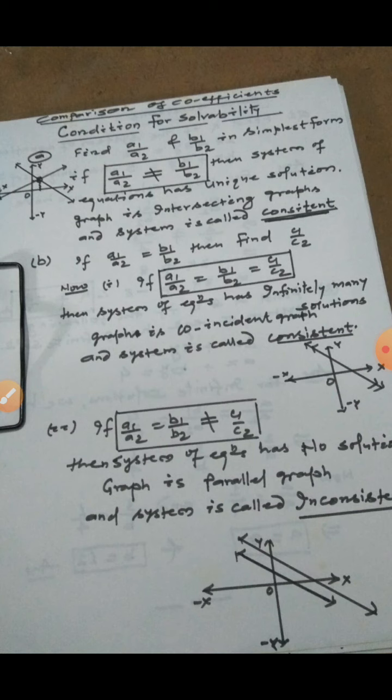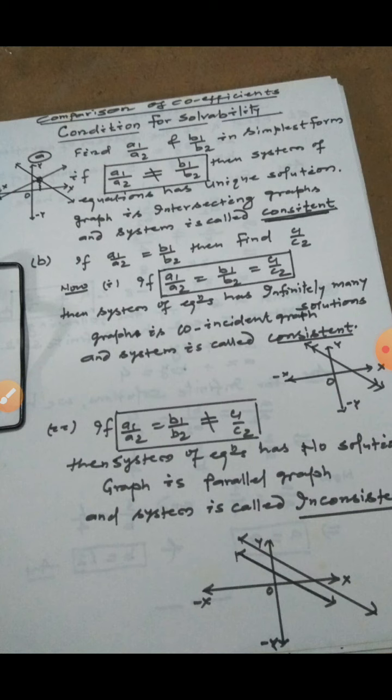So these coefficients and constants, we will take the ratio of these, and we'll see one concept related to the ratio of coefficients. First of all, we find a1 by a2 in simplest form. Then we will calculate b1 by b2 also in simplest form. Now we compare whether they are equal or not equal. So there may be two situations. First we will take that they are not equal. Then our condition will be a1 by a2 is not equal to b1 by b2.